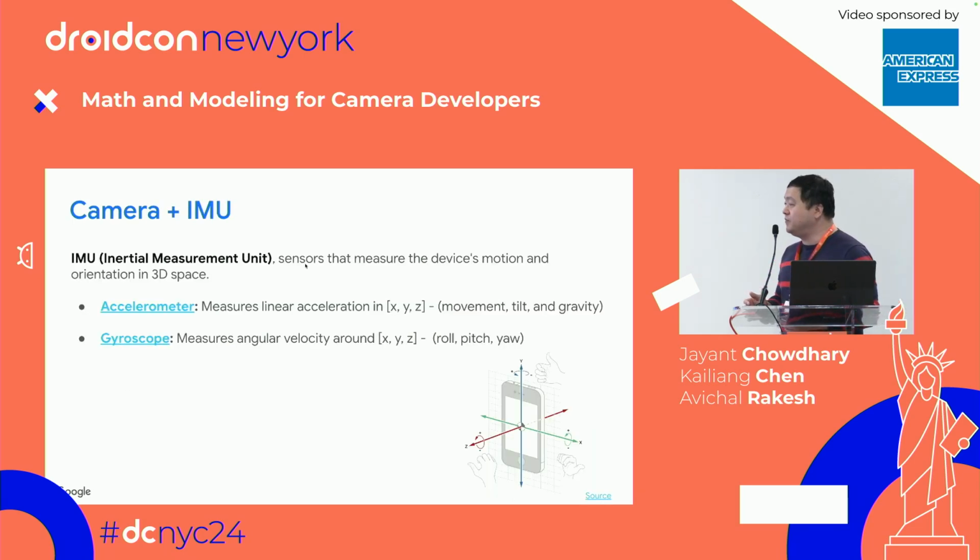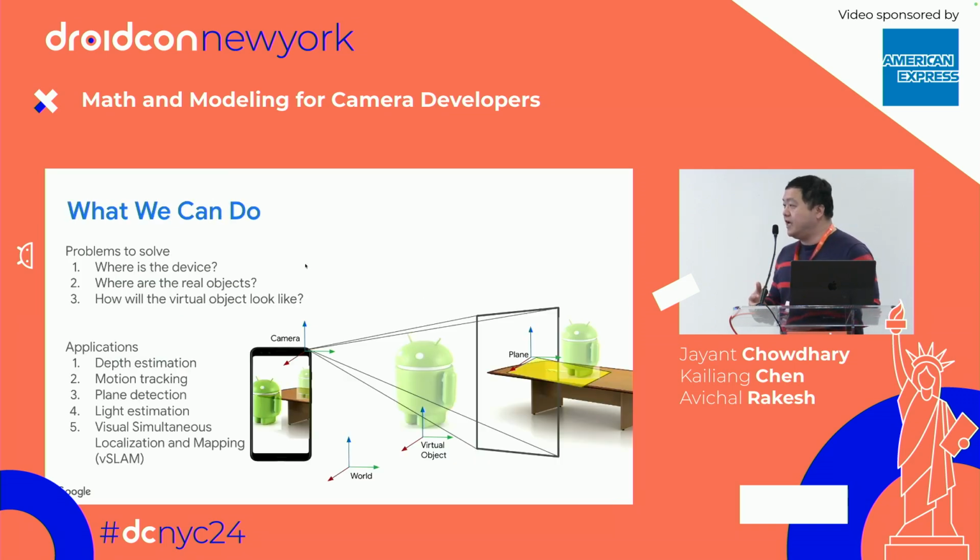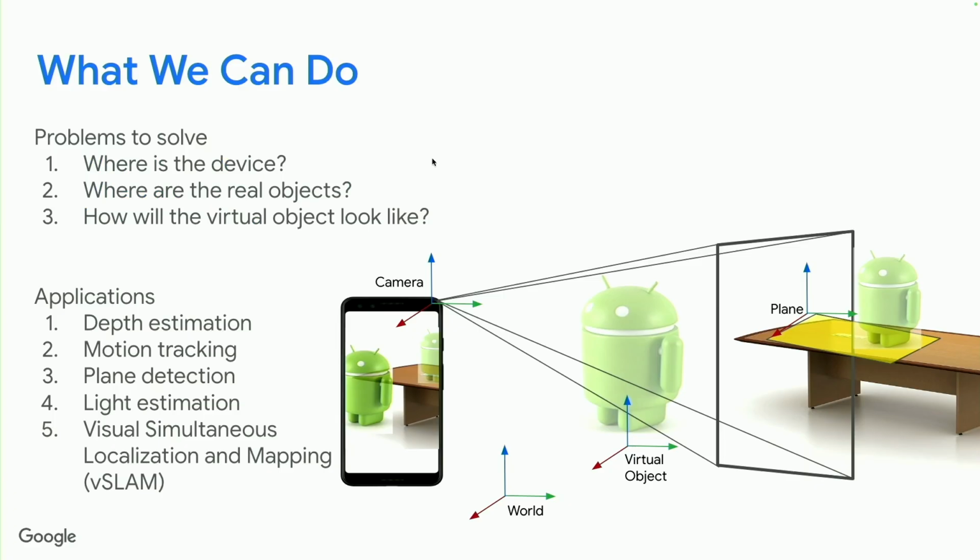Then some advanced information you might need besides the camera is the sensor APIs. Based on the IMU, inertial measurement unit, there are two typical classical examples. The accelerometer gives you information when the device moves along the three axes in linear acceleration. And with a gyroscope, you can get angular velocity of the device: the roll, pitch, and yaw. So combining these two and the camera information, what can we do?